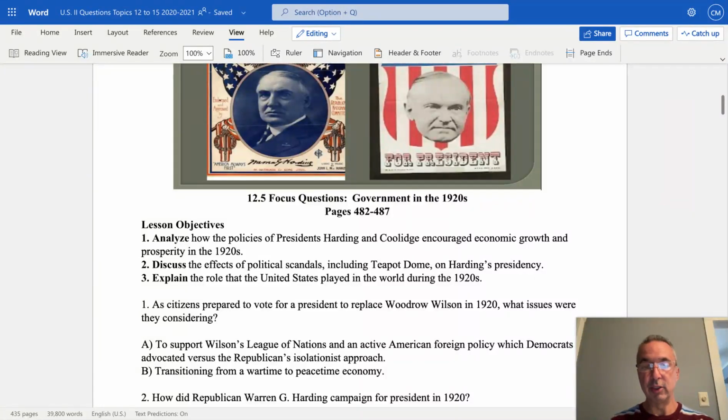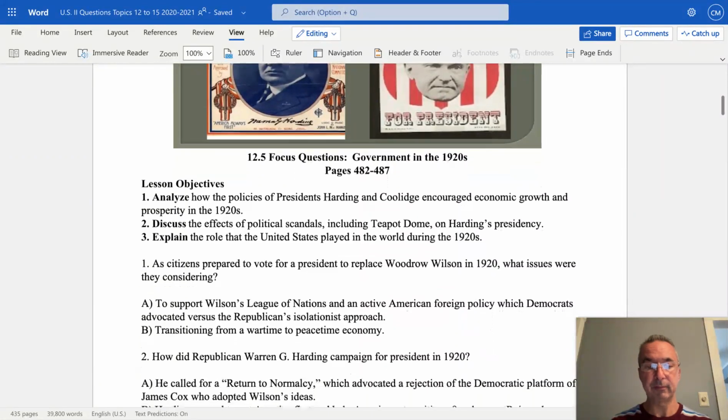Now, how did Republican Warren G. Harding campaign for the presidency in 1920? Well, in direct contrast to what you might have seen in more recent years in presidential elections, big, powerful speeches by President Obama when he ran two times for the presidency himself in 2008 and 2012. And we saw President Trump in 2016 and again in 2020 give huge presidential speeches across the country.